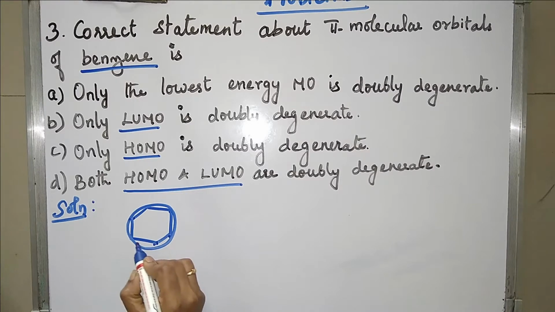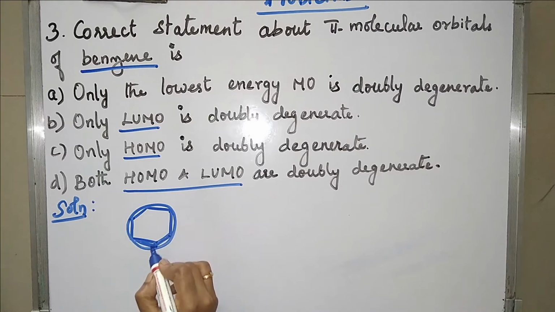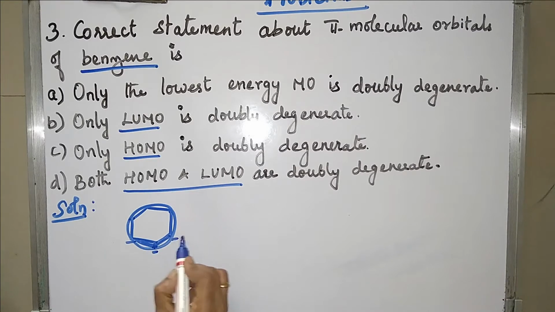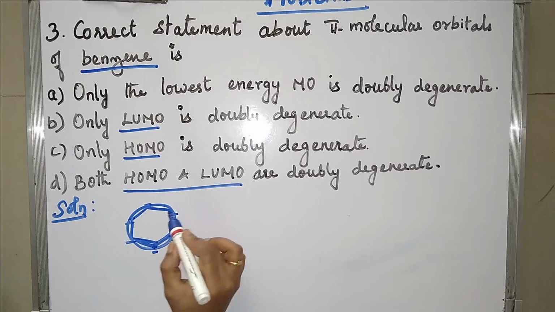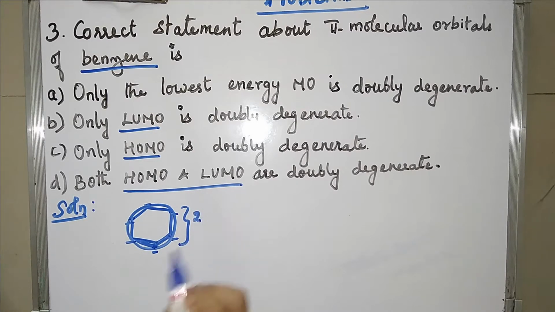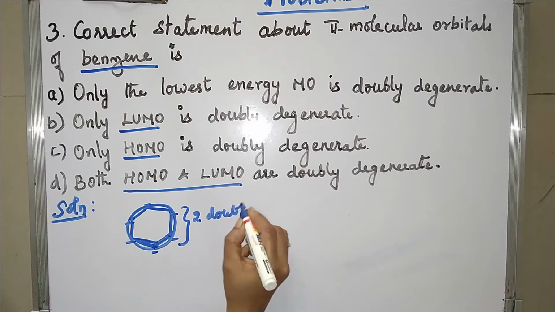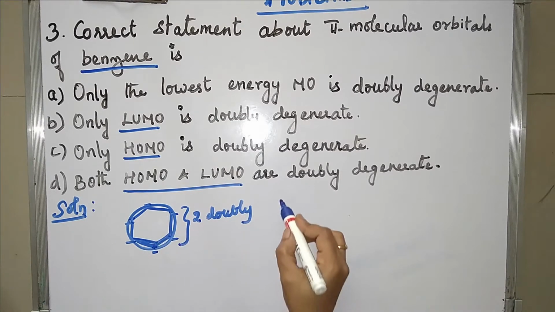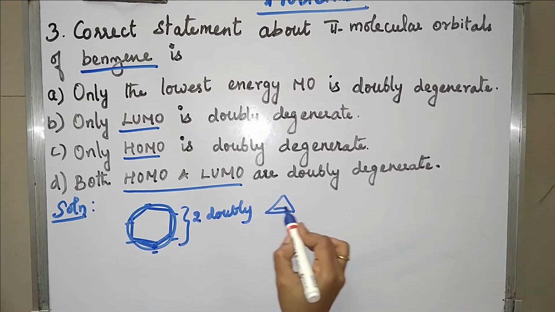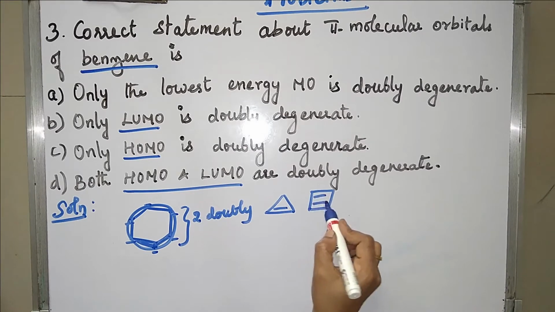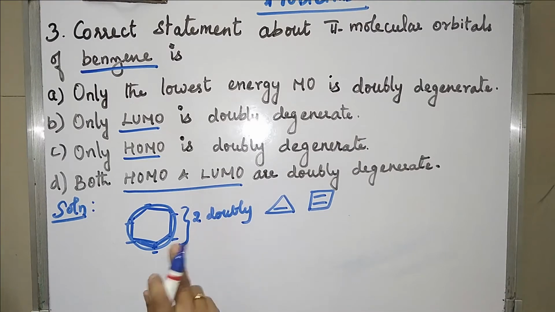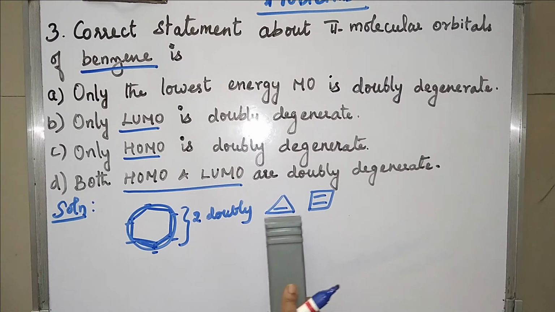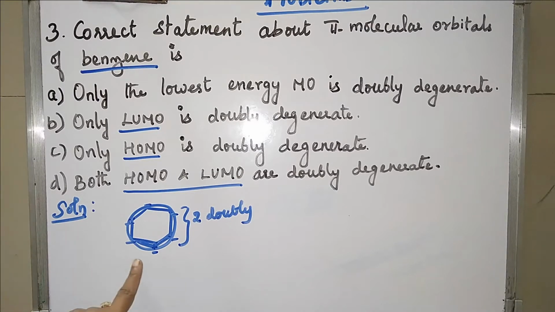See here, one of the corners should touch the ring. Here one of the corners touches. This is the first level, second level, third, and this is the fourth level. So two doubly degenerate orbitals are there. For cyclopropene and cyclobutadiene, only one doubly degenerate level is there, but in benzene two doubly degenerate levels are there. The tricks are explained clearly in the earlier video.